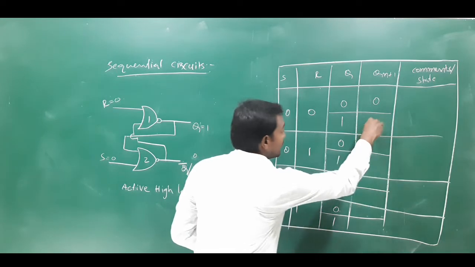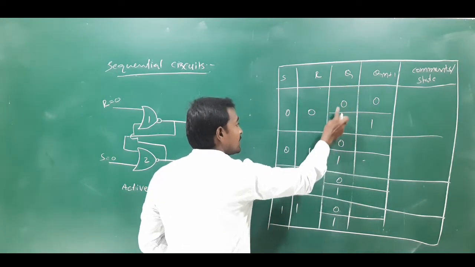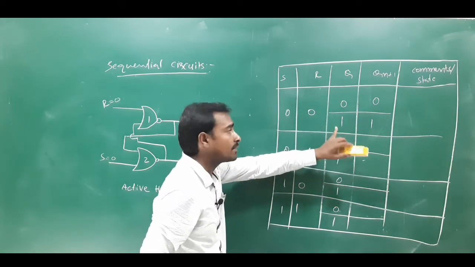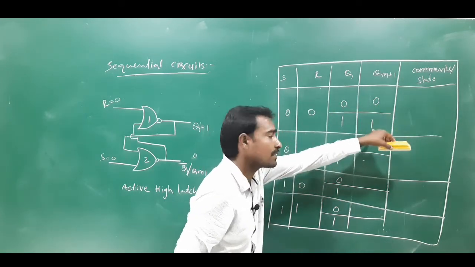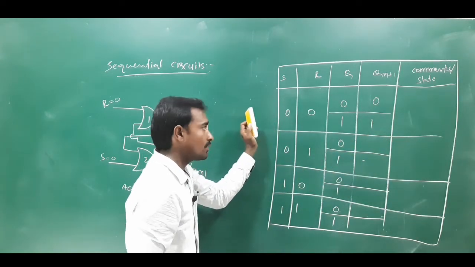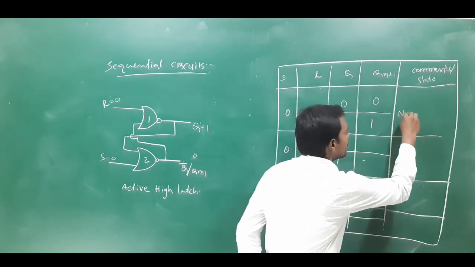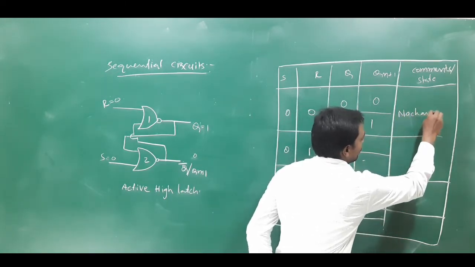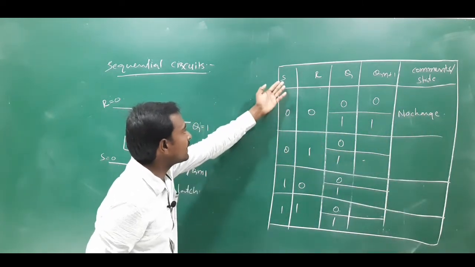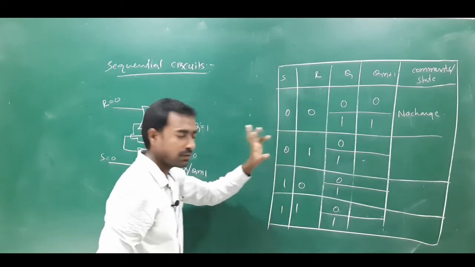So whatever the present inputs we are giving, 0 and 1, the next state outputs are 0 and 1. So here there is no change. That's why this condition will be treated as the no change condition.